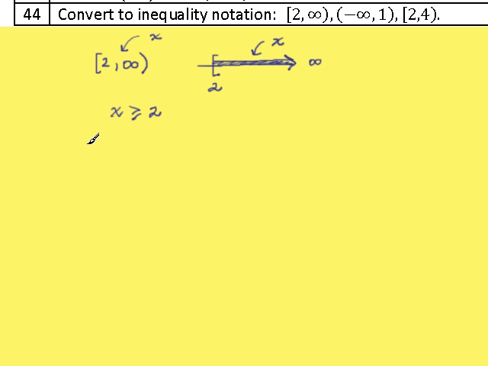All right, and then we have the second one, we have minus infinity, 1. On a number line, we would have 1. And here minus infinity is over on the left, and we're talking about numbers to the left of 1. And because of the round bracket here, we'll put a round bracket here. Now for the inequality, all numbers to the left of 1, so that would be x less than 1.